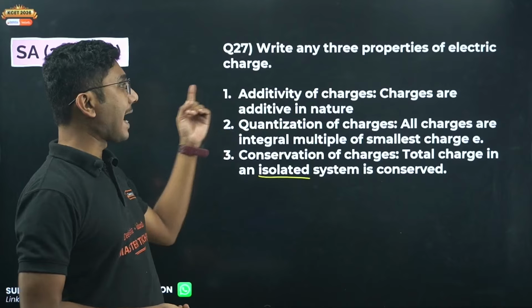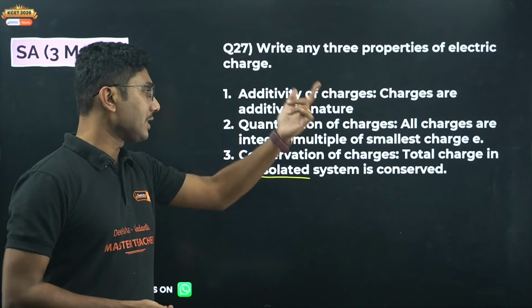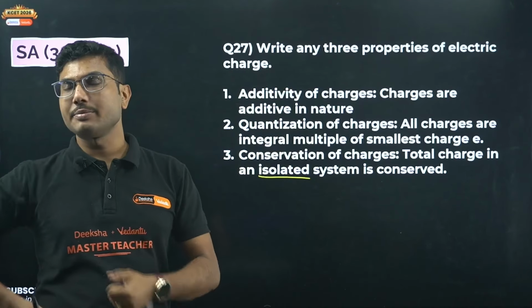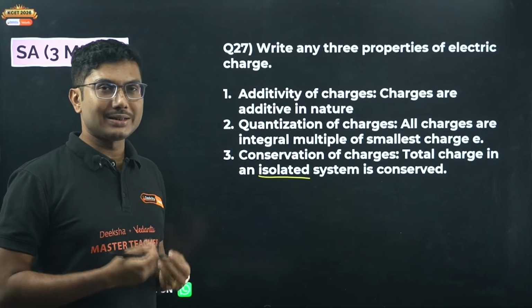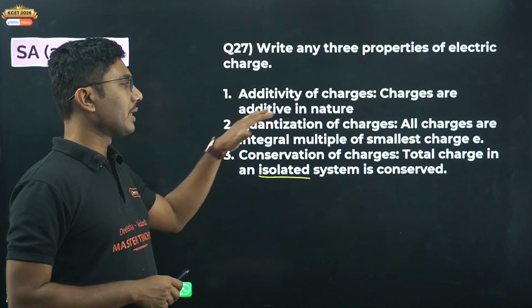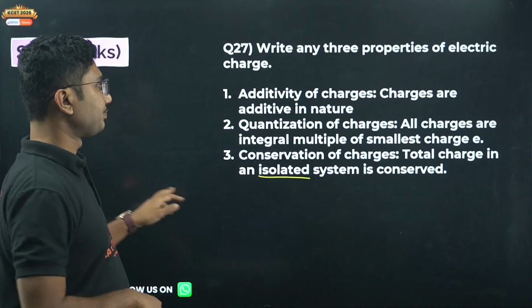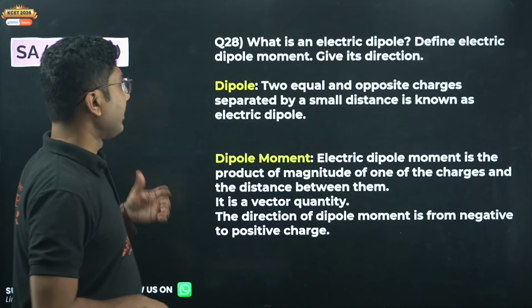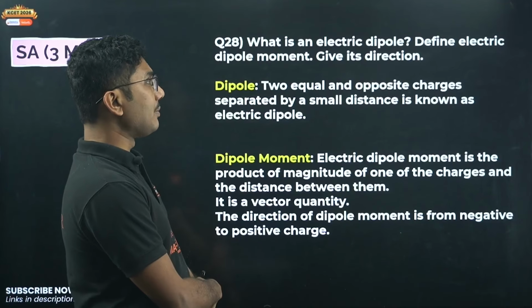Many students add additivity of charges, quantization of charges, conservation of charges, but they do not explain what it means. At least add one line to explain the meaning of these things. Okay, now next, what is an electric dipole?